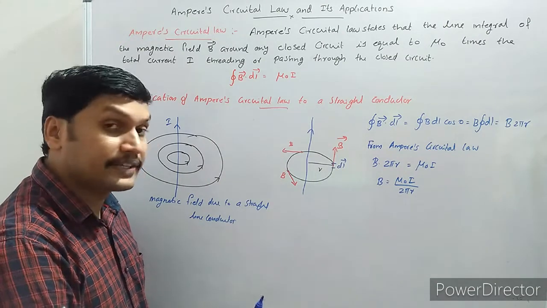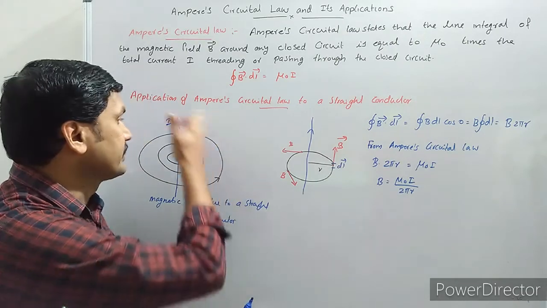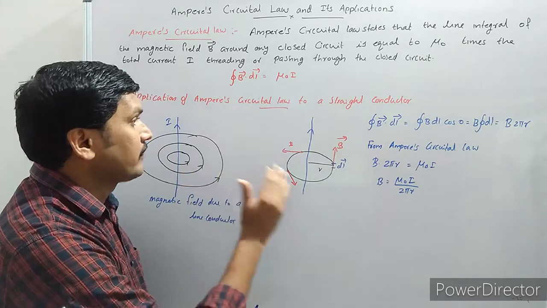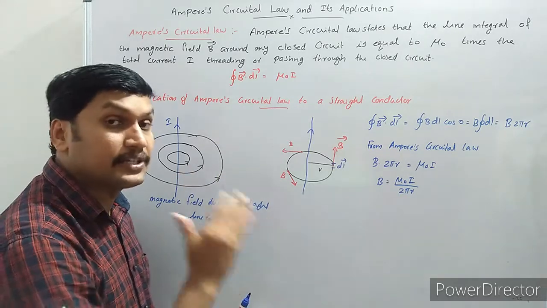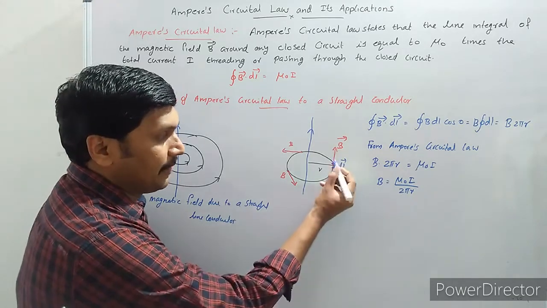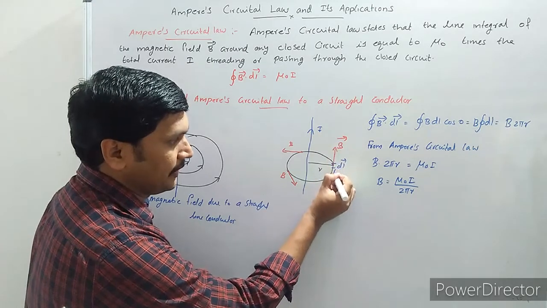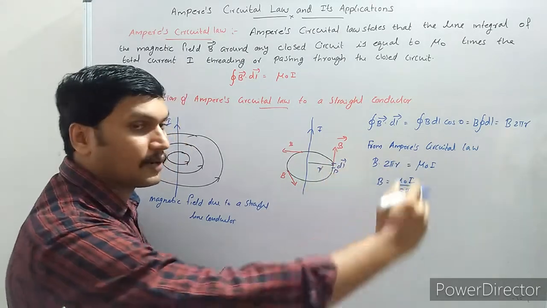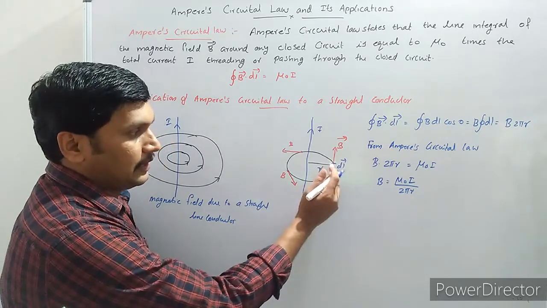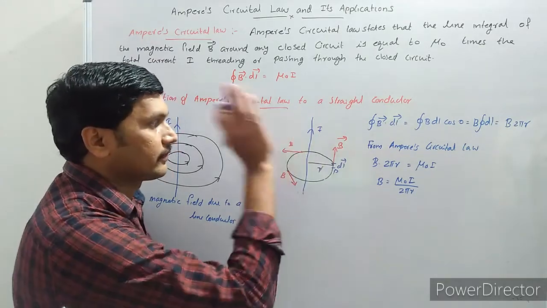The magnetic field lines are concentric circles around this straight line conductor, and throughout this region we have a magnetic field. Now, let us find the magnitude of the magnetic field at a particular point. We want to find the magnetic field at a point P, which is at a distance r from the conductor. This is the direction of current.